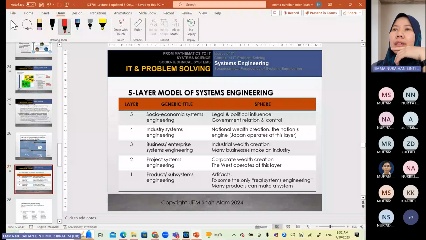So now there are industrial countries, not just Japan. I think South Korea is also getting on, because they produce their own cars, jet fighters, we even buy their jet fighters, and they produce submarines and more. So I think not just Japan works on industry. Social economic system engineering, I think most countries operate at this layer as well. Legal, political influence, government relations and control, and all of that.